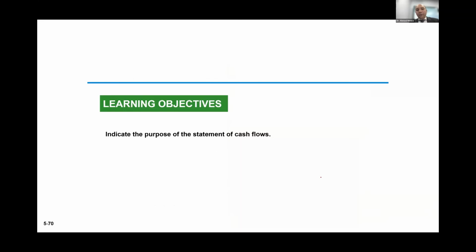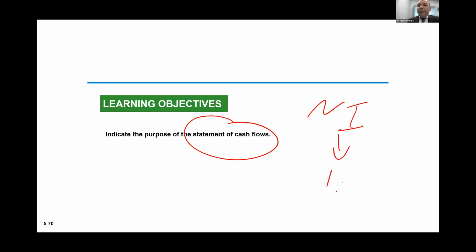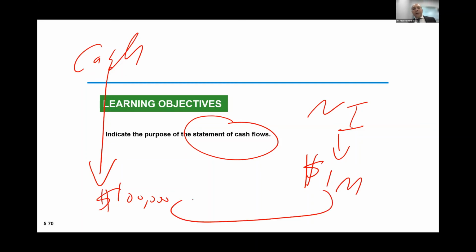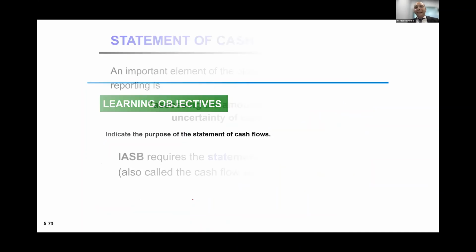The last section, an easy one, is the statement of cash flows. And this is very important. And this is an analytical tool. Why? Because, for example, you have generated net income or net profit of 1 million, and the cash balance in the bank is only $100,000. Why? Where is the rest? Where is the $1 million cash? You have the answer for this in the cash flow statement.